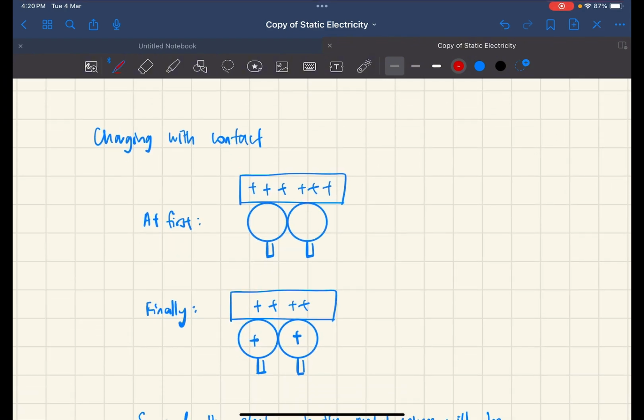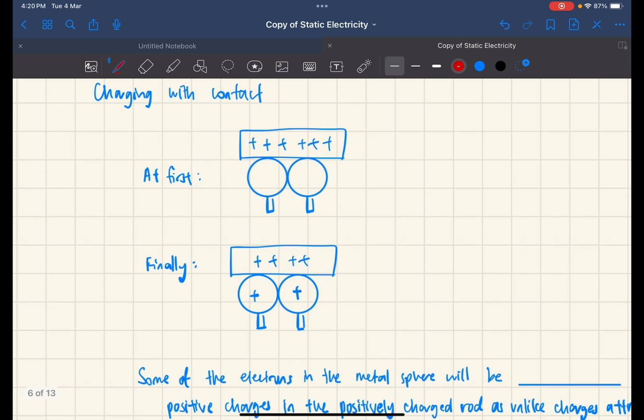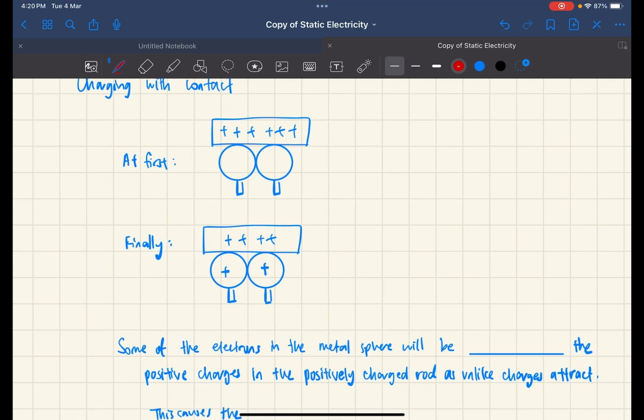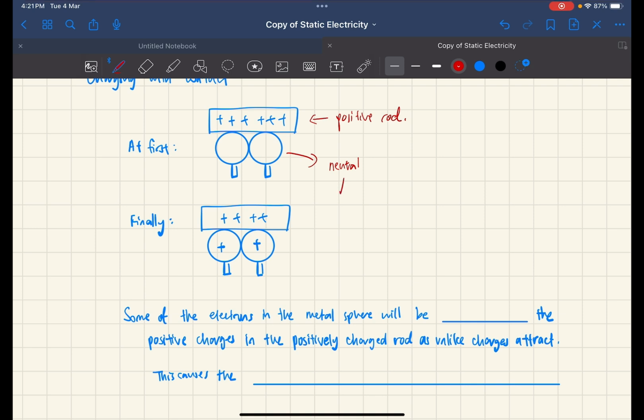Next one. So this one over here is called charging with contact. The idea for this one is just the movement of electrons. So you will have two neutral spheres over here, and then you will have a positively charged rod over here. In your neutral sphere, there are also negative and positive charges, just that they are exactly the same, and that's why the net charge is neutral.